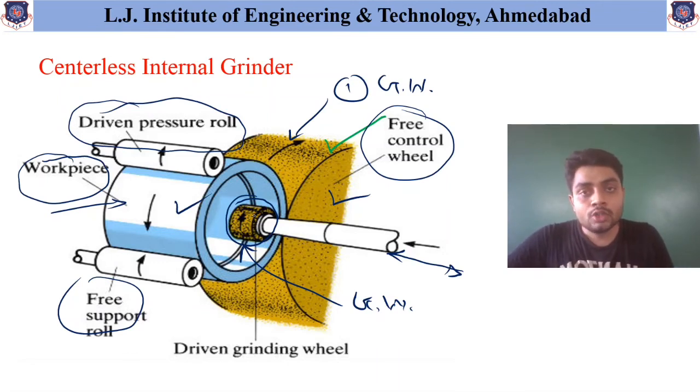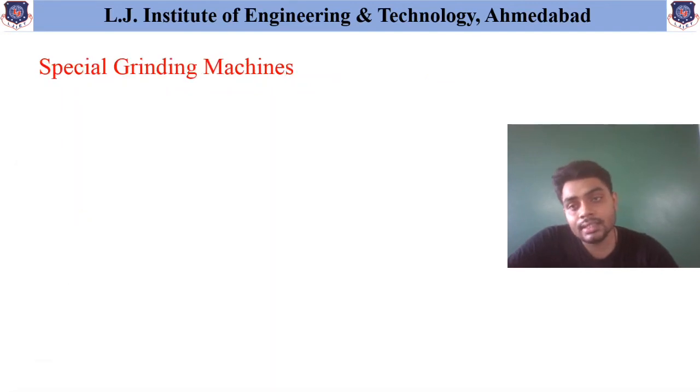Similarly, over here, two different pressure rolls and the free control wheel are used to hold these hollow workpieces easily, and this setup is called the centerless internal grinder. And similarly, if support is required at the bottom portion, support can easily be provided. So this is the case of the centerless internal grinder.